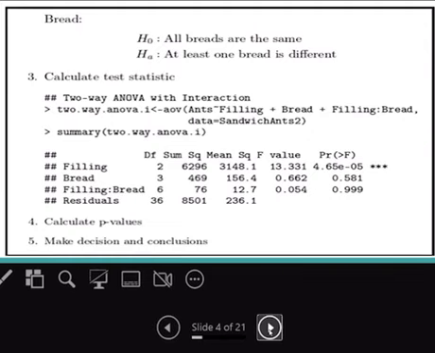And as you can see in the data, if you look at step three now, if you already have your data set in R, the two-way ANOVA code is just going to be aov of your response variable on the filling, which is the first factor, the second factor is bread, and the third term is going to be the interaction, the filling and the bread. Of course, when I do the summary of that, we have an ANOVA table presented. The results of the analysis of variance will always end up in an ANOVA table.